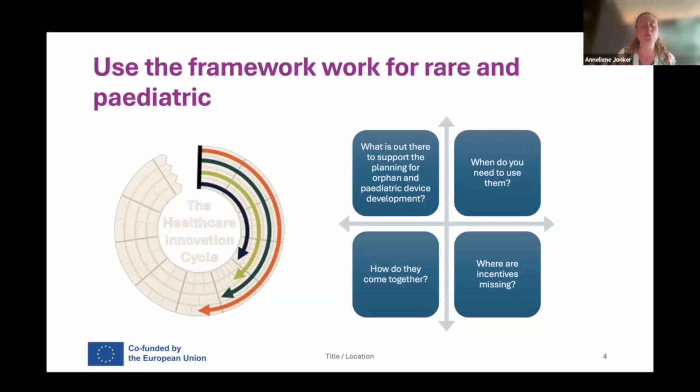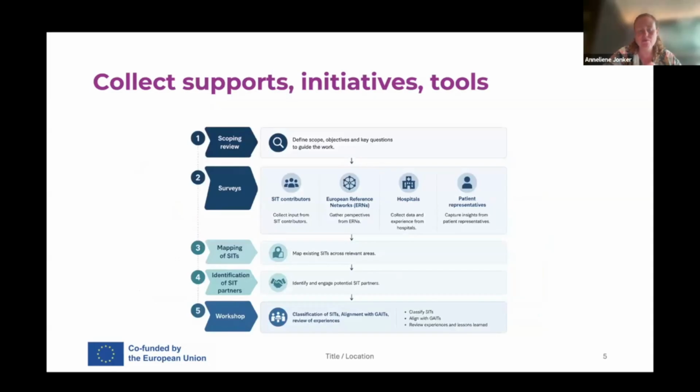And can we actually put them on the GAITS framework so that we know we can use it as a backbone for planning the device development, but really making use of all the initiatives, platforms and tools out there? Because if you're developing a pediatric and orphan device, throughout the development you need pretty much all the help you can get. So the question is really, how do all these initiatives, platforms and tools come in?